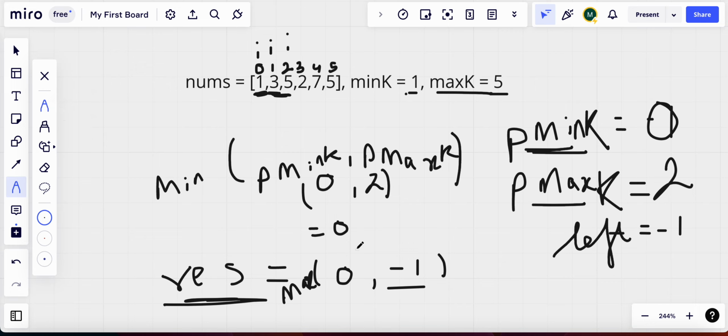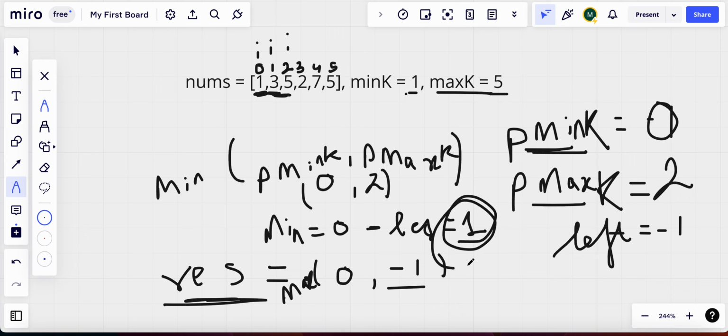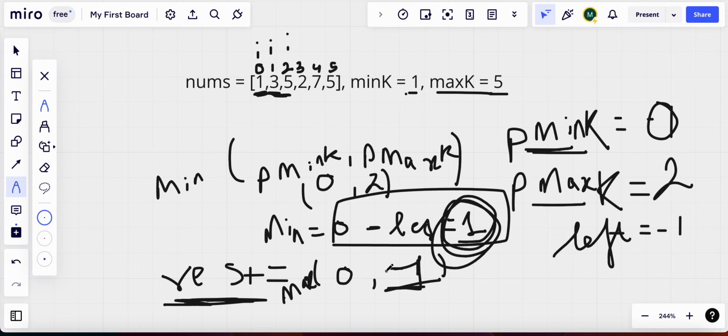Now what we do is we take the difference of this min with our left bound. So min minus left would give us the value equal to 1, because 0 minus 1 is equal to 1, right? So now we take this value and add it to our result. So result plus the maximum of 0 and the difference between these two. Since the max value is equal to 1, our result is now updated by 1. So now our result is equal to 1.